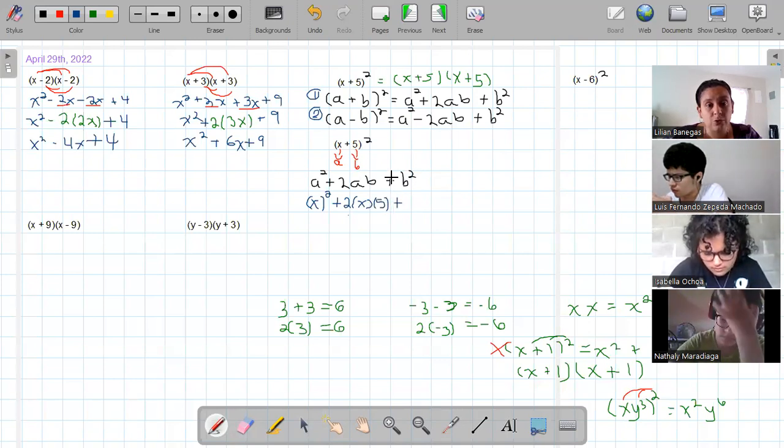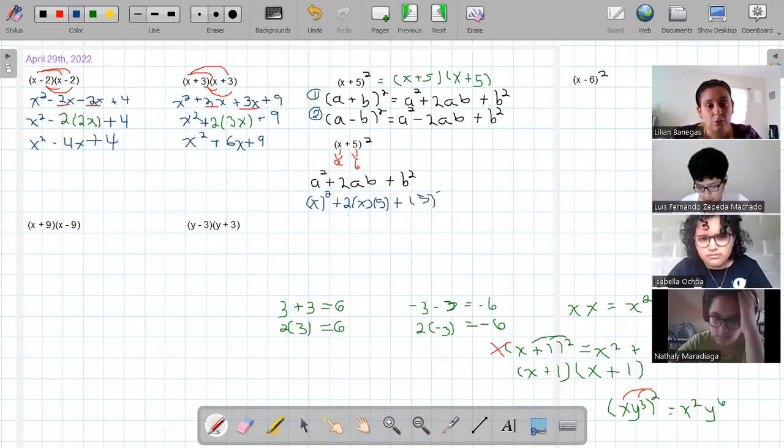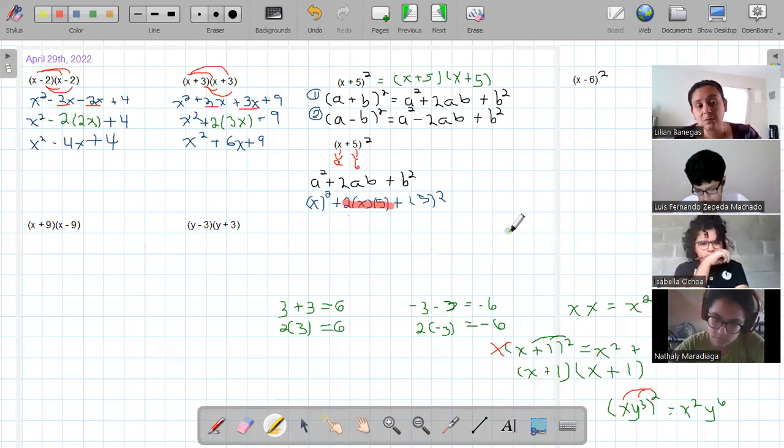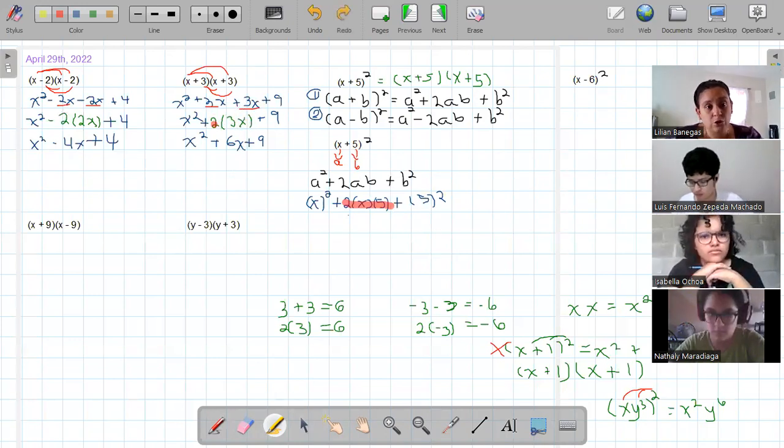Plus B to the square. B is 5, so 5 to the square. Now look at this middle part that I have over here: 2 times X times 5. It resembles this. You see, I have the 2 of the formula.